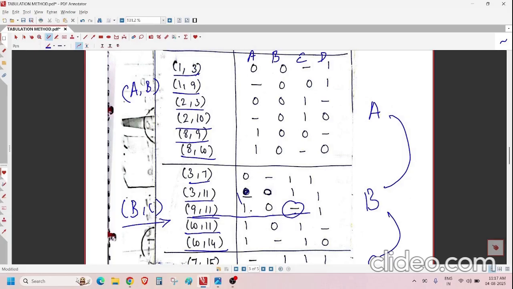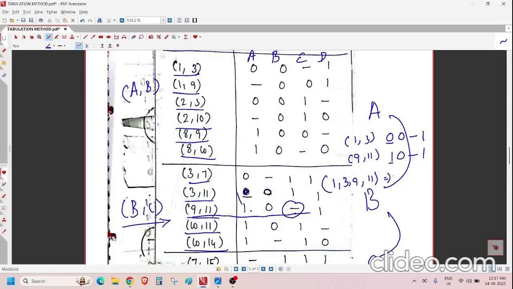So now we have to compare 1,3 and 9,11. So we'll compare. Okay, so 1,3 and 9,11. What is the combination? You can see 1,3 has 0 0 dash 1, and 9,11 has 1 0 dash 1. Okay, now you can compare, that is the four cell combination 1,3,9,11. So what is the output? You can see 0 1.